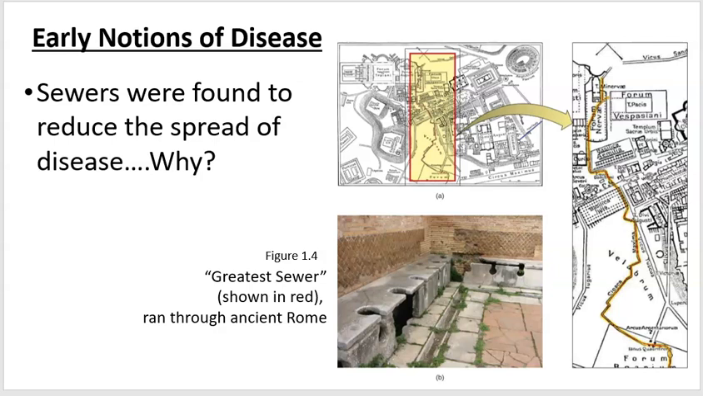And what they found is that sewers were able to actually reduce the spread of disease. And this leads to the question of why. And there you go back to that idea of, well, what's causing this? Is this something off with the fluids in my body? Did the gods curse me? Or is there some sort of bad air that's available?